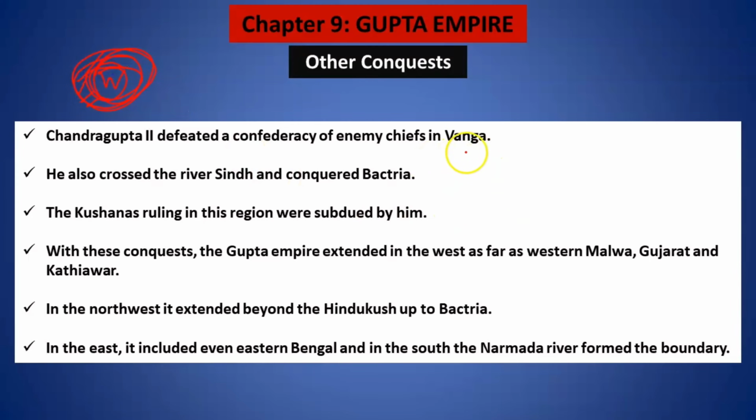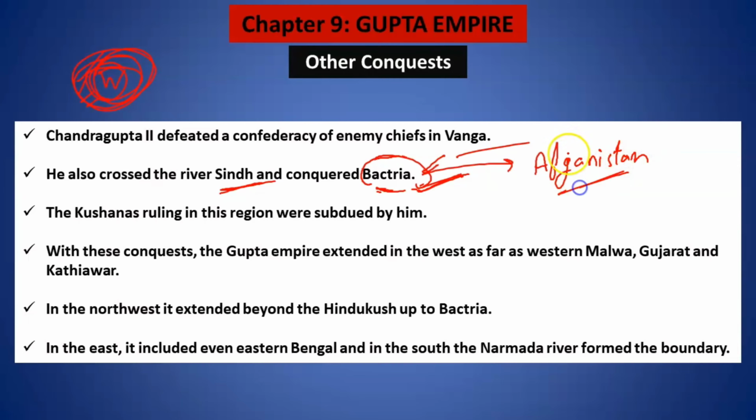Now he defeated the Vangas also. He crossed the Sindh river and then he conquered Bactria. Bactria also we have discussed in the past chapters when we were talking about the post-Mauryans. This is in the northwestern part. Those of you who want to know where the present Bactria is, I don't see this in the map. Bactria is present-day Afghanistan, for those of you who want to relate this with the present time.